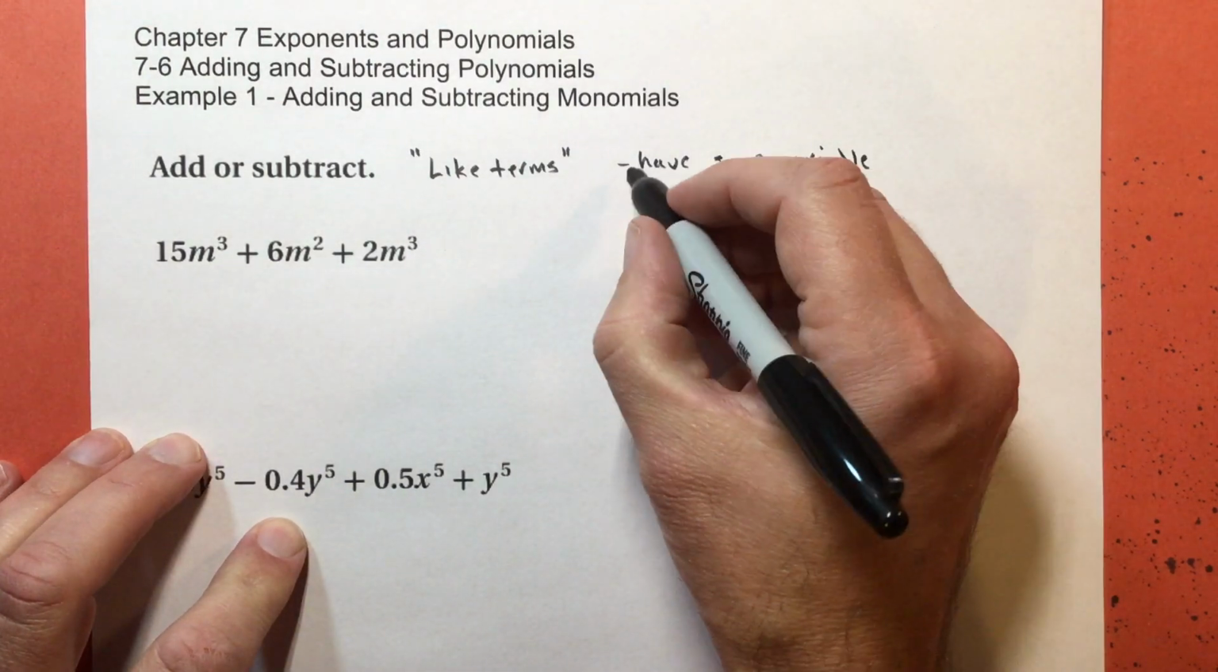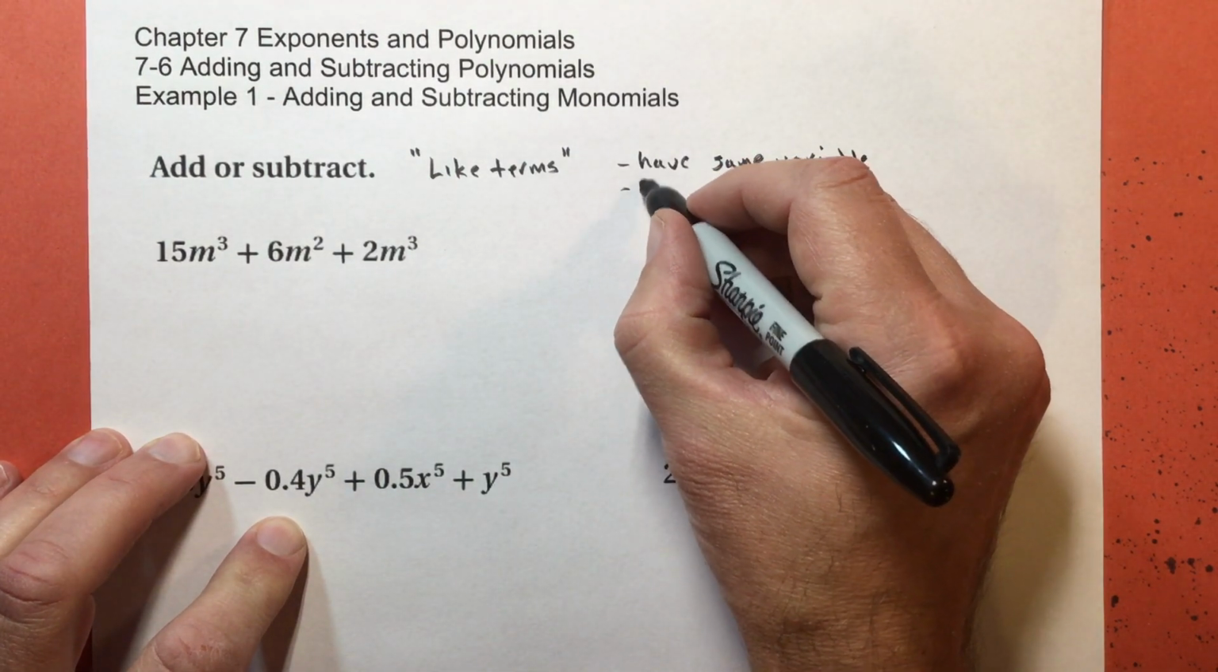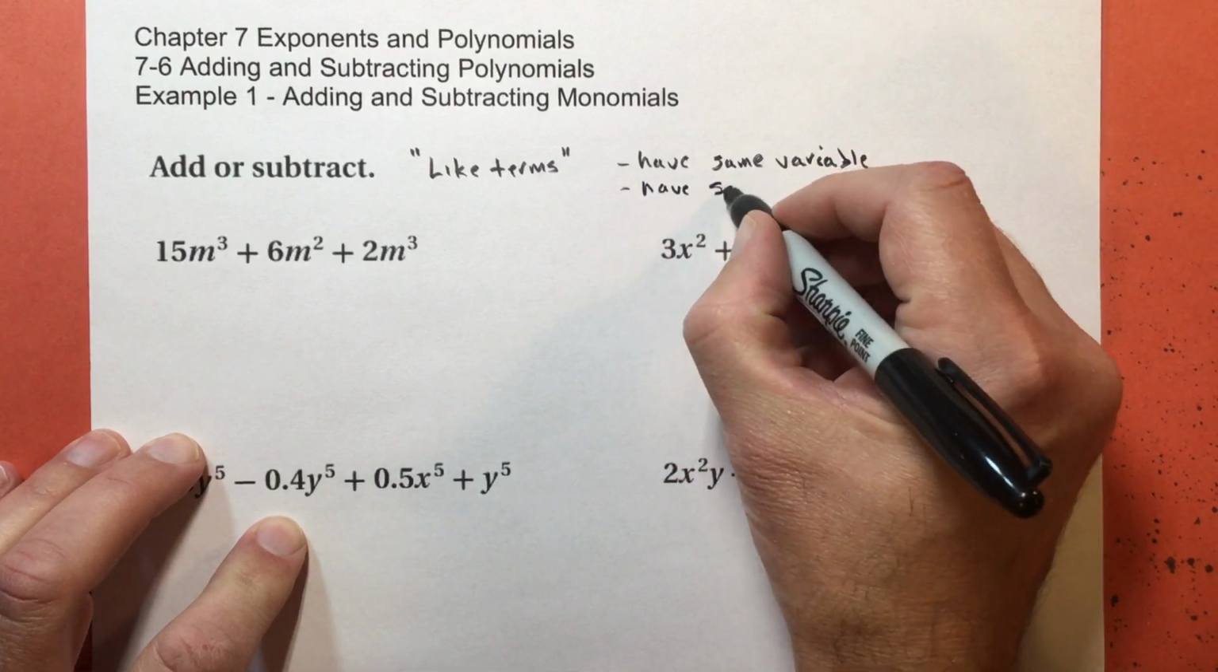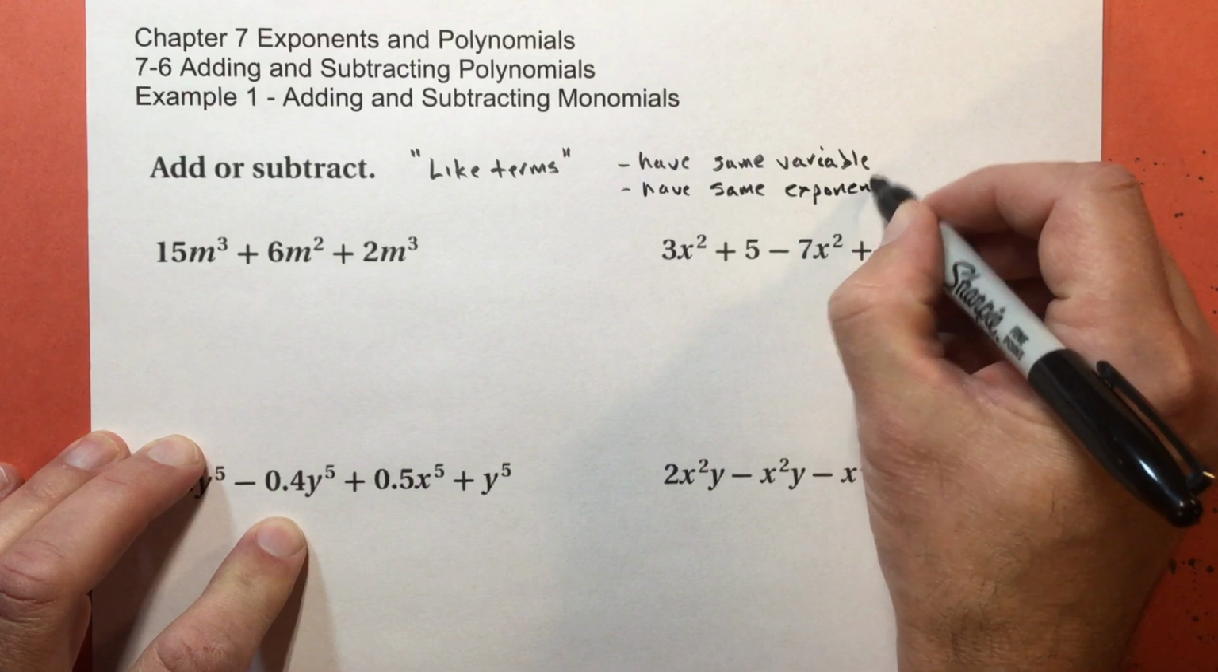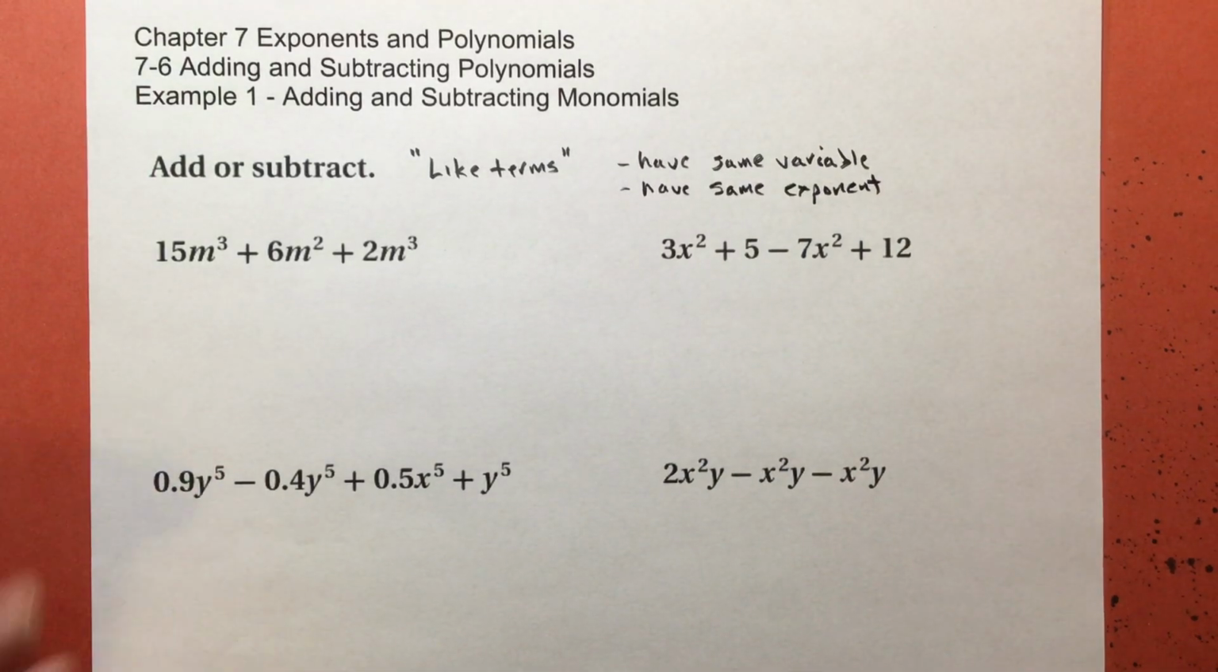The other part of the book definition is that they have the same exponent or power. So not only can I only add x's to x's, but I cannot add x to x squared, or x to the fourth power to x to the seventh power. All right, so that's what we say. We say that's the definition, you should know it.